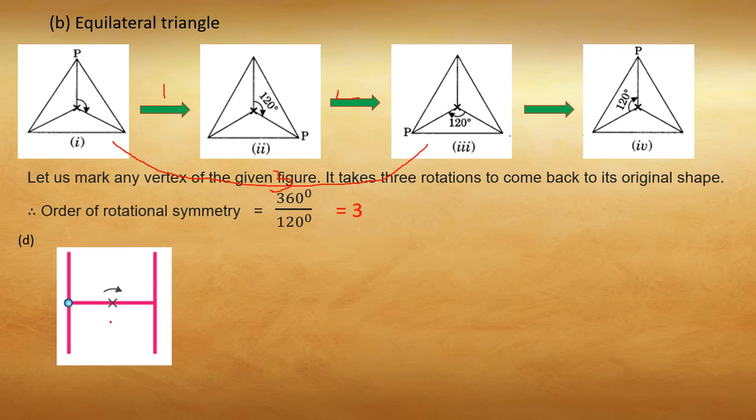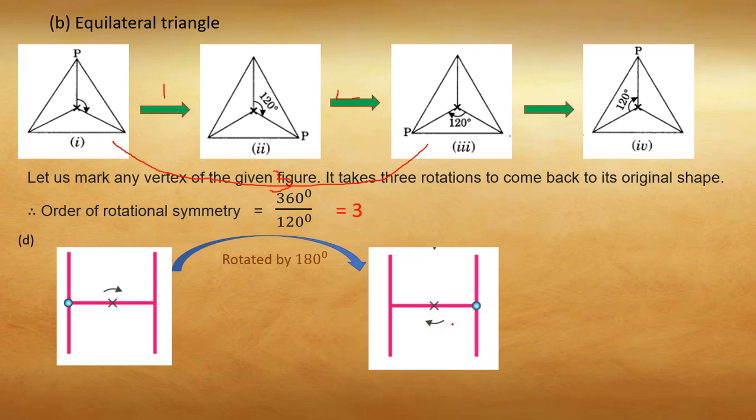The H figure is there. This cross sign shows the center about which this figure will be turned. When we turn this figure by 180 degrees, it will look the same. This point goes to the right-hand side, but the figure is as it was previously, the letter H. Again, when it is turned by the same 180-degree angle, it returns to its previous position.